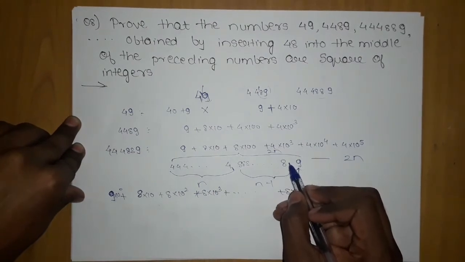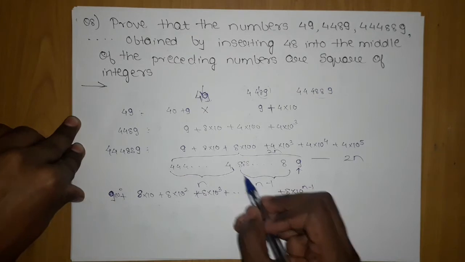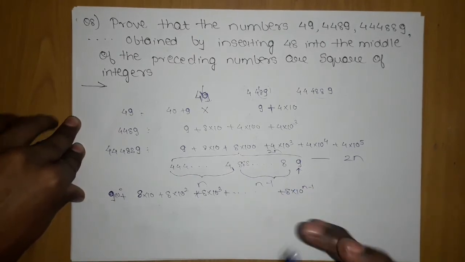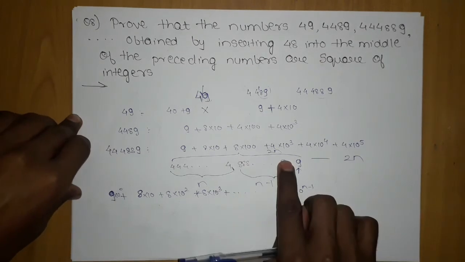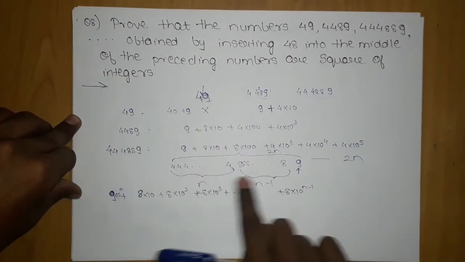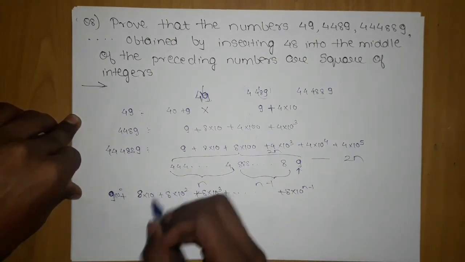Now this is 8 into 10, and then till what term? n minus 1. Okay, you are understanding what I am telling? Till n minus 1, 8 into 10 to the power n minus 1. Don't write it from here. That is the mistake I was telling in the starting. Don't write it from here, write it from here. Okay, further on, now we are done with 8.